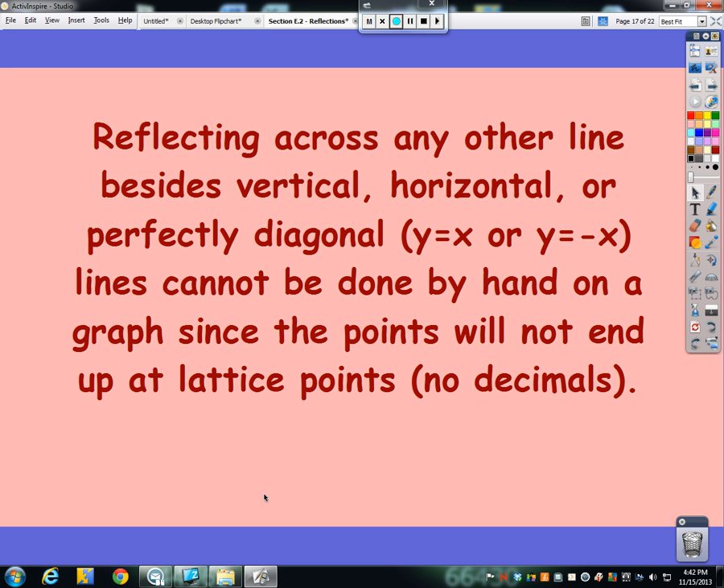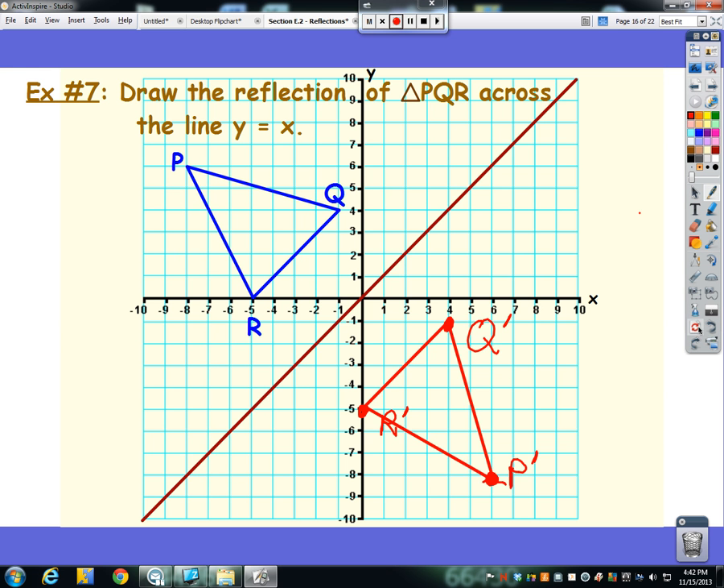Now, to end with, reflecting across any other line besides a vertical or a horizontal line, like a y equals number or an x equals number, or the x-axis or the y-axis, or something perfectly diagonal, which is what I refer to as y equals x or y equals negative x. Like if you wanted to reflect across the line, like x plus 2, you can't really do that just how we did it in this video. Because your reflected points aren't going to end up at what's called lattice points. And let me just show you real quick what a lattice point is.